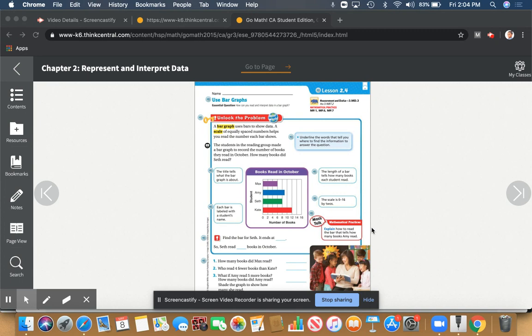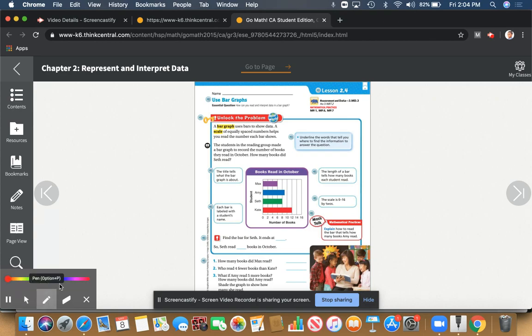Now, today we are looking in Chapter 2 at Lesson 2.4, and today's lesson is on using bar graphs. All right, so bar graphs are similar to picture graphs, but instead of having a picture, you have these bars, and a lot of times they'll color the bars different colors to represent the different people that participated in whatever they were trying to graph and record.